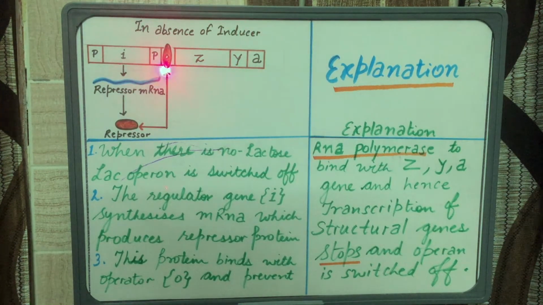because the P gene, that is the promoter gene, will produce RNA polymerase. This RNA polymerase path would be blocked as the repressor has bound with the operator. So the RNA polymerase would not reach Z, Y and A gene, and hence their transcription would be stopped.